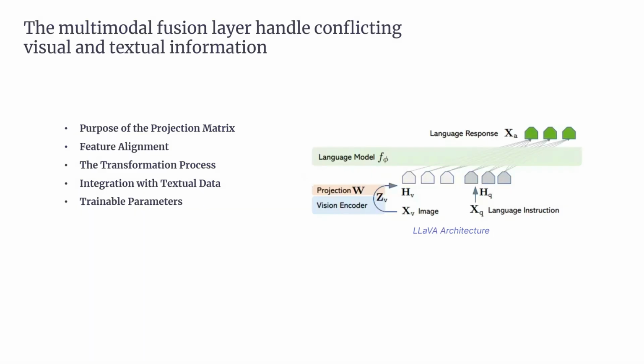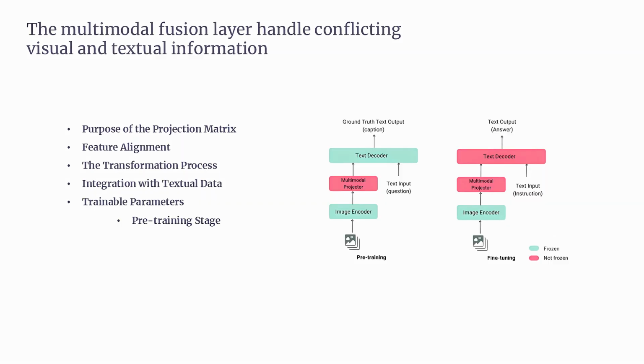The fifth. Trainable parameters. The projection matrix is trained in 2 stages. 1. Pre-training stage. During pre-training, the projection matrix W is the only part that's updated or trainable. The vision encoder and the language model are frozen, meaning they don't change.